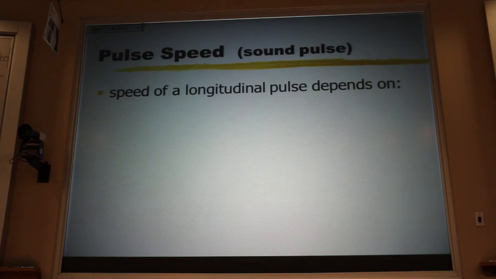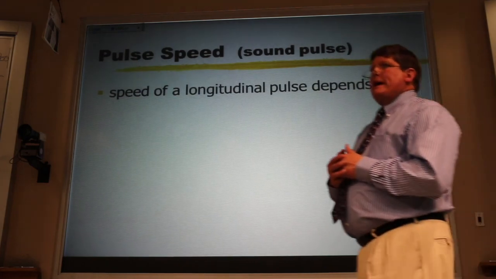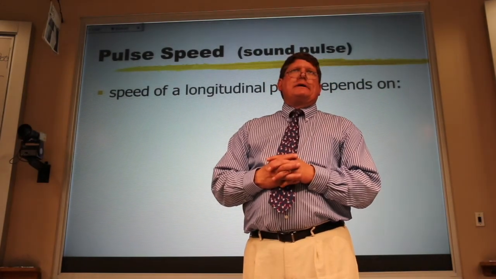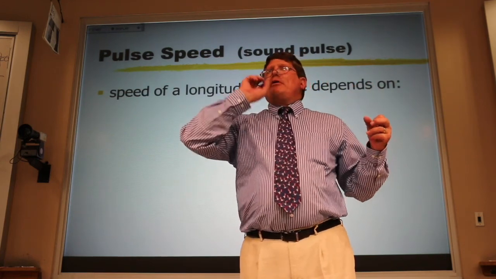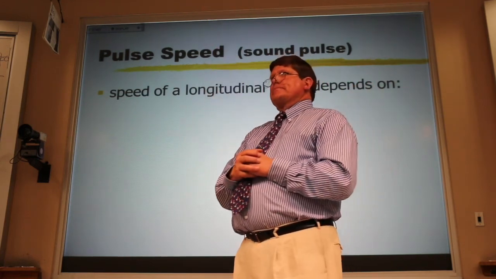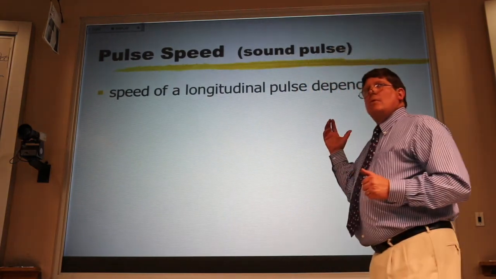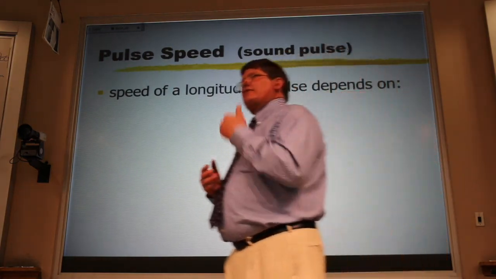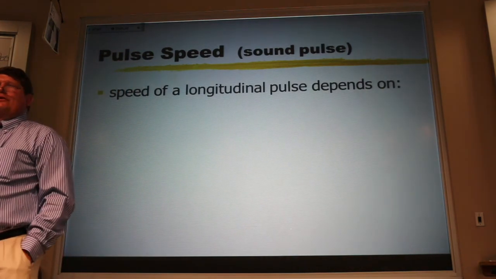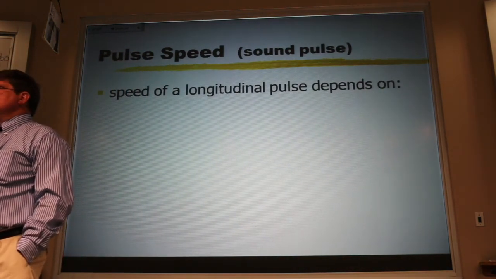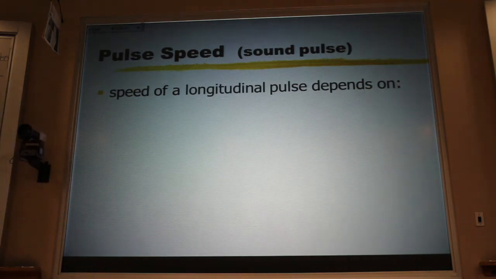For longitudinal pulses, we're going to deal mainly with the most common type, namely sound. When I go, "Ha," that pulse propagates across the room. What determines how quickly it gets from this side of the room to that side of the room? What should matter? What should determine how quickly it moves? The density of the air? Okay. So let me write this down.